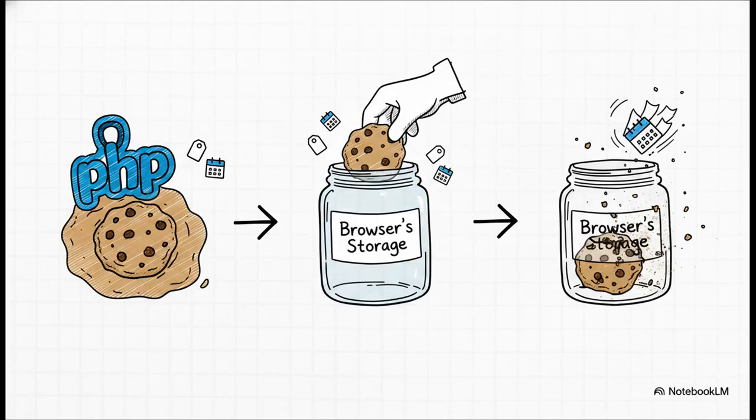In PHP, you create a cookie with the setcookie function. You give it a name, a value, and this part is key, an expiration time. You can check what's in your cookie jar using the $_COOKIE variable. And the funny part is how you delete one. You just set its expiration date to some time in the past, like yesterday. The browser sees that and just throws it away.